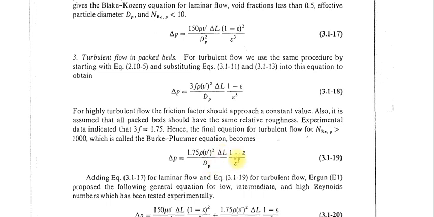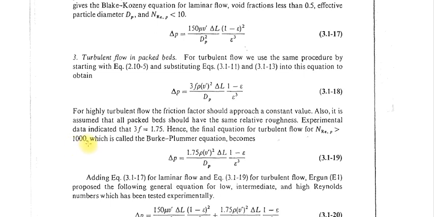square delta L by dp 1 minus xi cube, where rho is the density of fluid, v dash is the superficial velocity, delta L is the length of the fixed bed reactor, dp is the equivalent diameter of the bed particles, and 1 minus xi is the porosity of the bed or the void fraction of the bed. Okay, so this formula can be used when your NRP value, when the Reynolds number of particle is greater than 1000. At that time we can consider the turbulent flow.